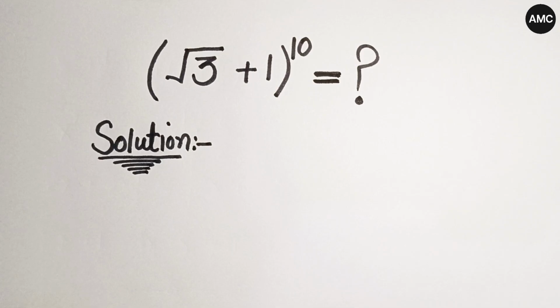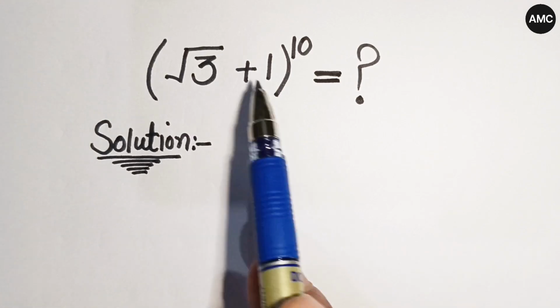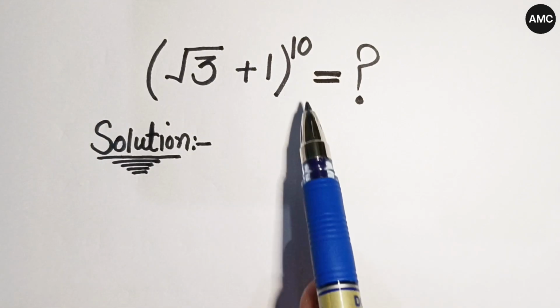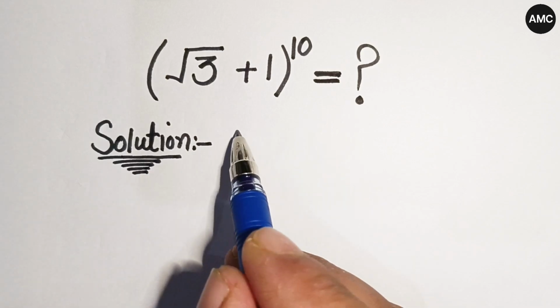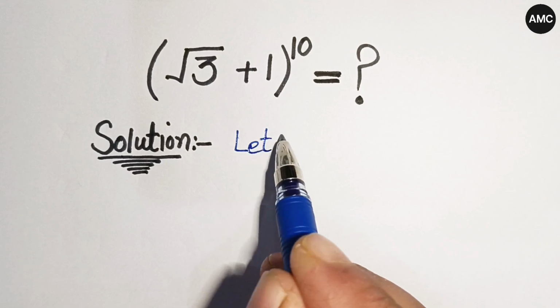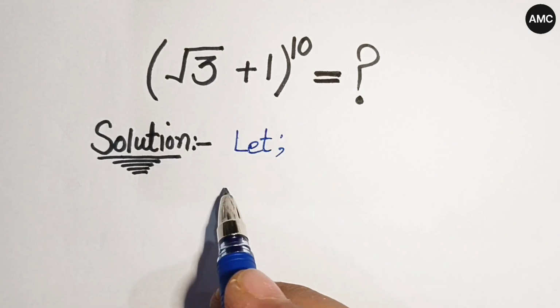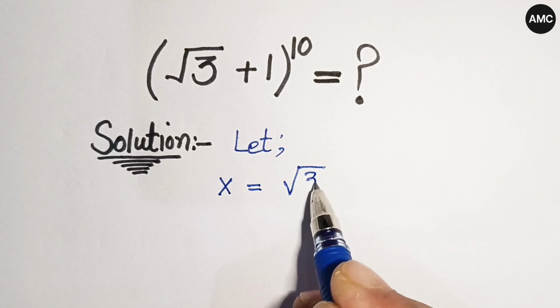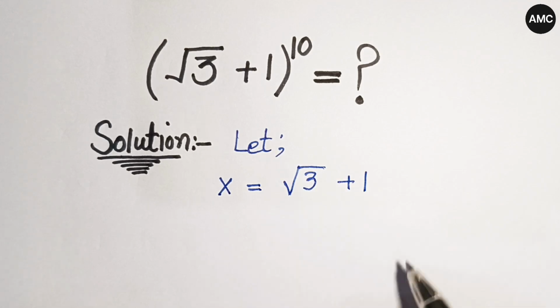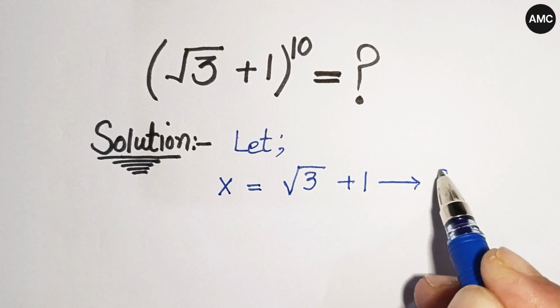So we have a nice simplification problem, a very nice Olympiad math problem, that is (square root of 3 plus 1) whole to the power 10. We have to simplify this. So starting our solution, let us suppose that this term inside the bracket is equal to x. So x is equal to square root of 3 plus 1, and it is our equation number 1.